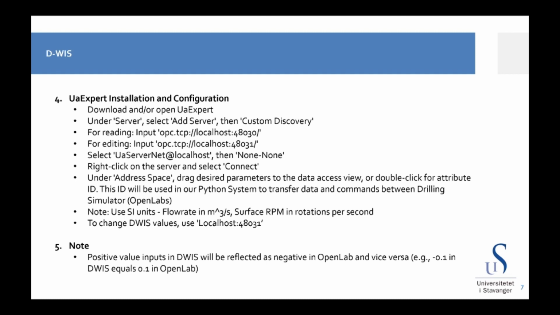This ID will be used in our Python system to transfer data and commands between Divis and a drilling simulator like OpenLab. To change these values, use localhost 48031. A last note is that Divis uses SI units and OpenLab uses other units, so you have to be careful. Also, some values can be positive in OpenLab and negative in Divis, like top drive speed.